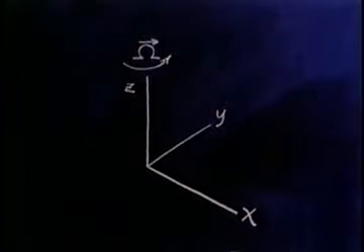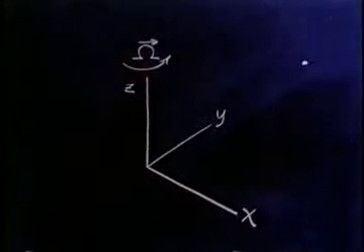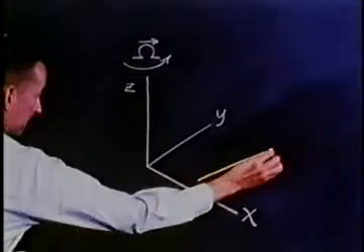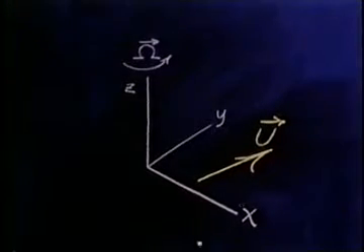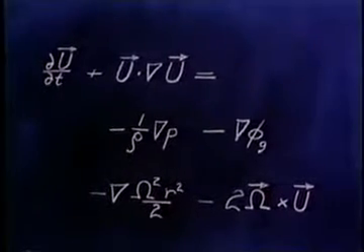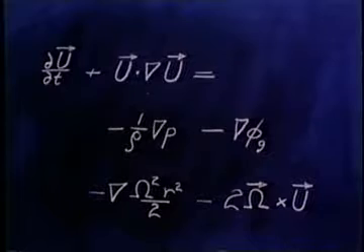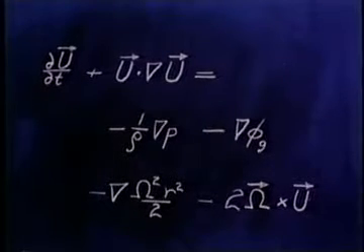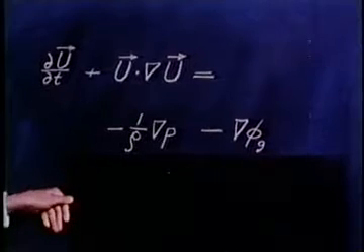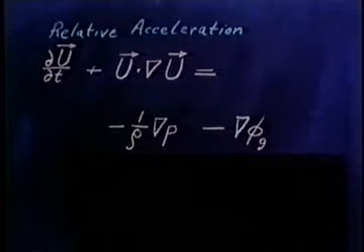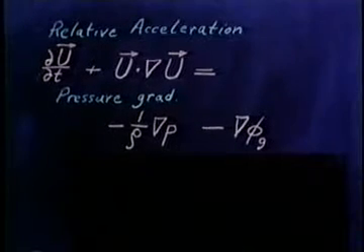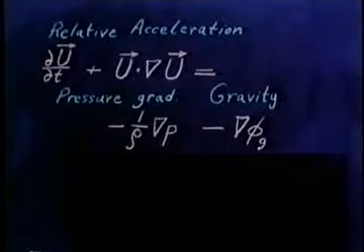When we observe the motions relative to a coordinate frame rotating at a constant rate omega, the velocity vector u is measured with respect to the rotating axes. The inviscid fluid equation of motion then takes this form. This much of the equation is identical to the non-rotating case. The relative acceleration is balanced by the pressure gradient and the gradient of the gravitational potential.